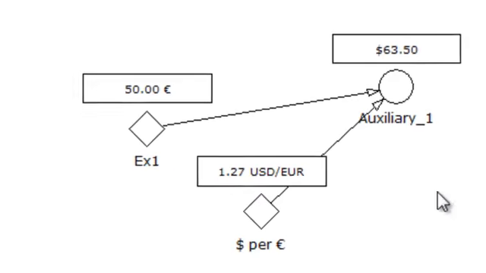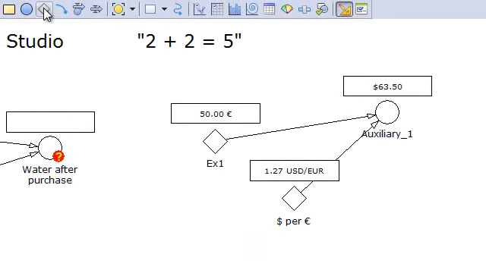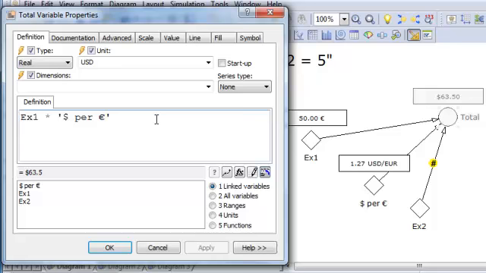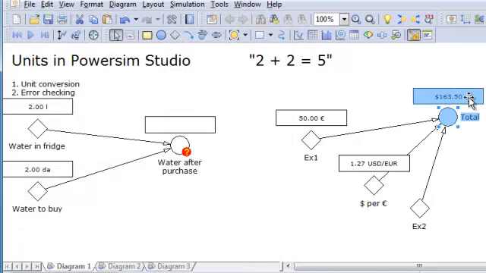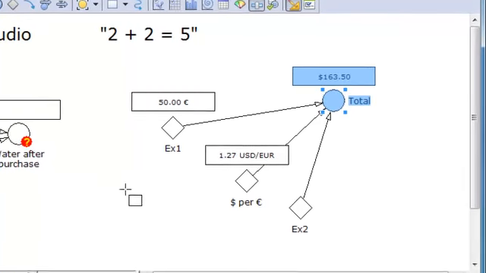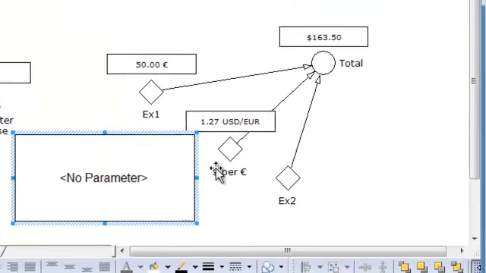I may have other expenses, so let's make an expense 2 in US dollars. Expense 2 equals 100 US dollars. This one may be added to this variable. Total expense, I simply add the expense 2, and since this is in US dollars, this is okay. It's automatically converted.